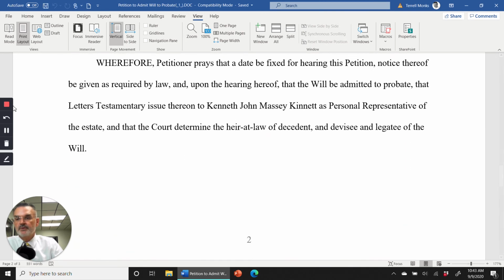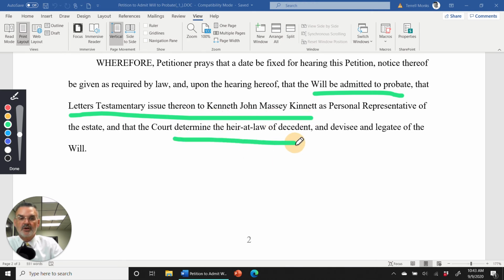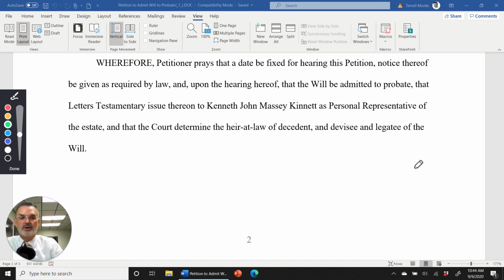Scrolling on down, lastly, you're going to identify what you want the court to do. You want the court to set a date for a hearing. You want notice to be given according to law, that the will be admitted to probate, that the court issue letters testamentary to your petitioner, and that the court determine the heirs at law and the devisees and legatees. Please don't lump together the heirs at law, devisees, and legatees. That will become confusing and difficult at some point in the future, or at least possibly will be.